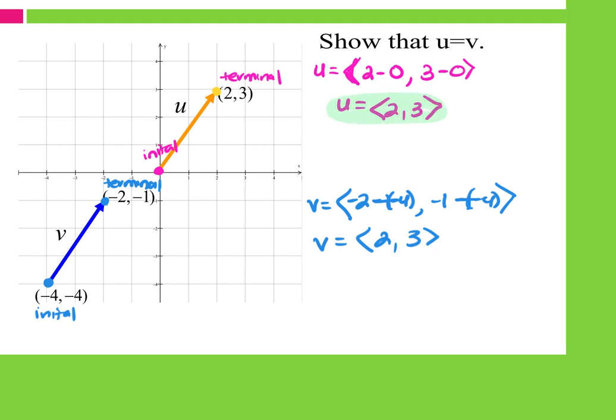So component form of u, component form of v, and they are the same. So that's the first check: do they have the same component form? Now we're going to practice the magnitude, but if they have the same component form, they're going to have the same magnitude. Not necessarily the other way around. You can have two vectors with the same magnitude, but different component form. If you think about their signs, right?